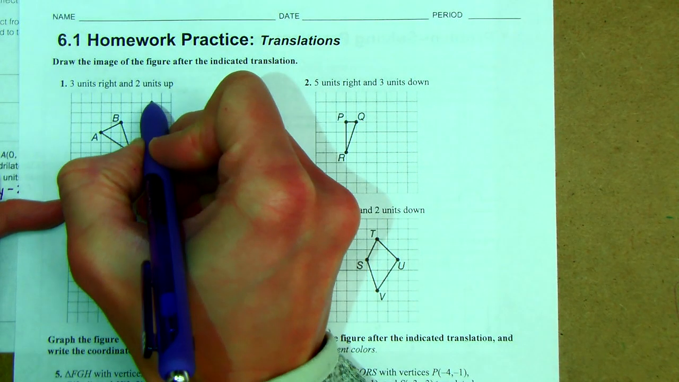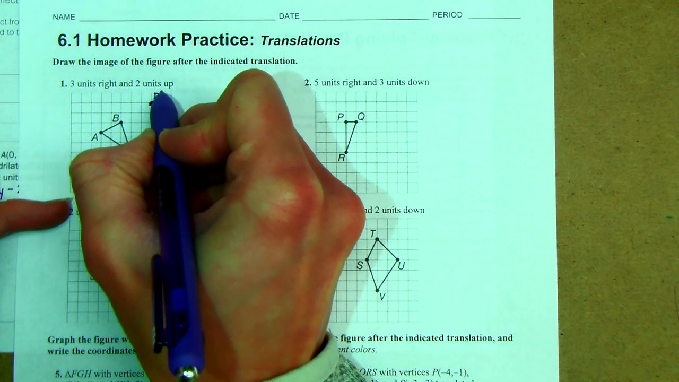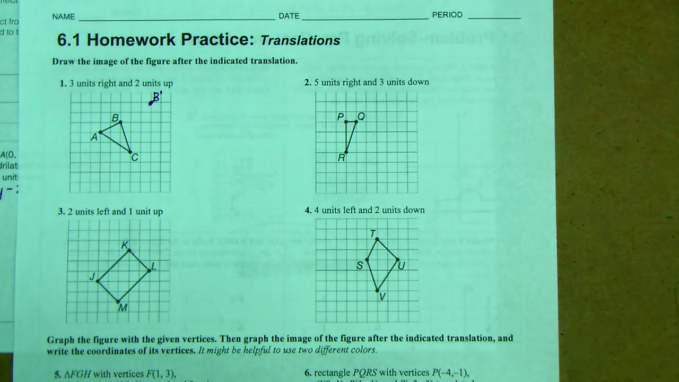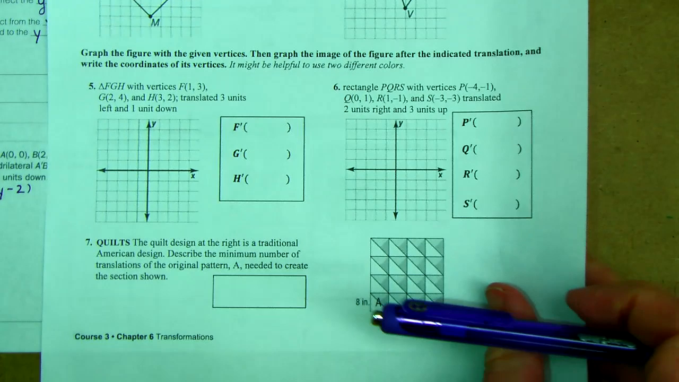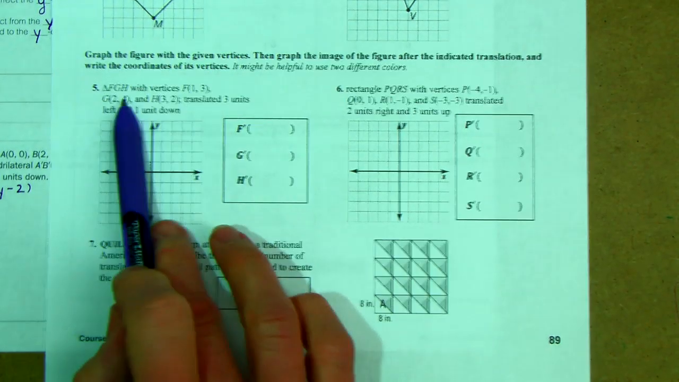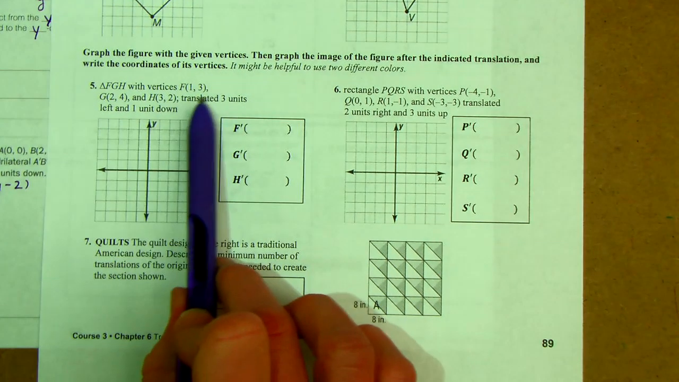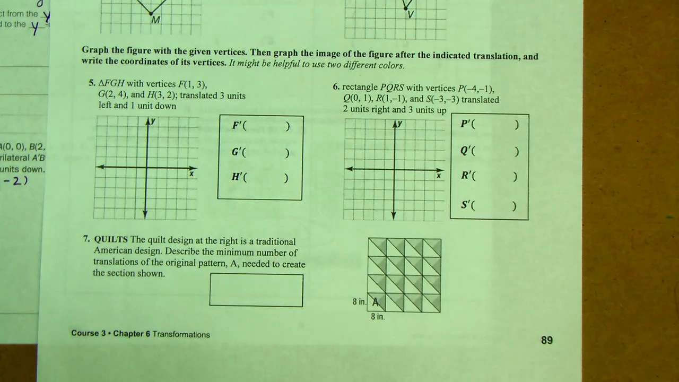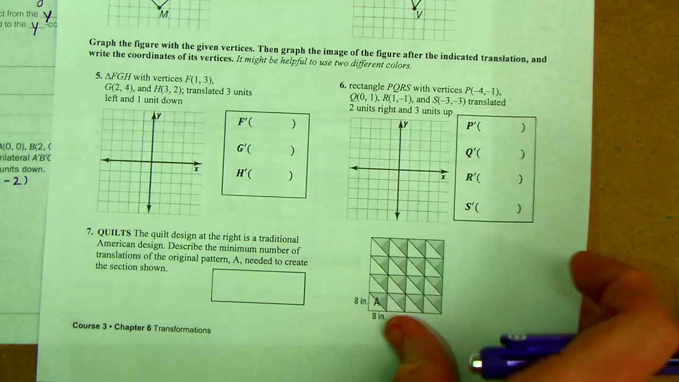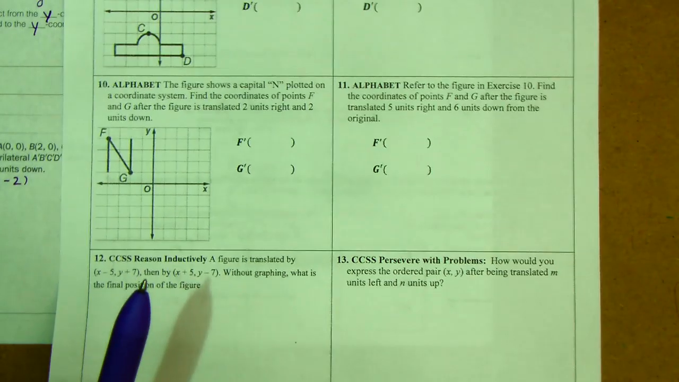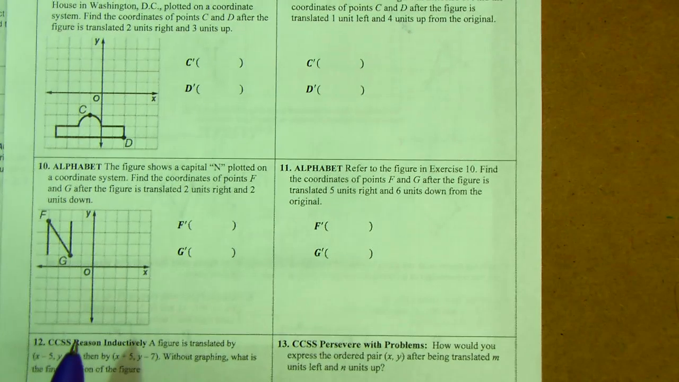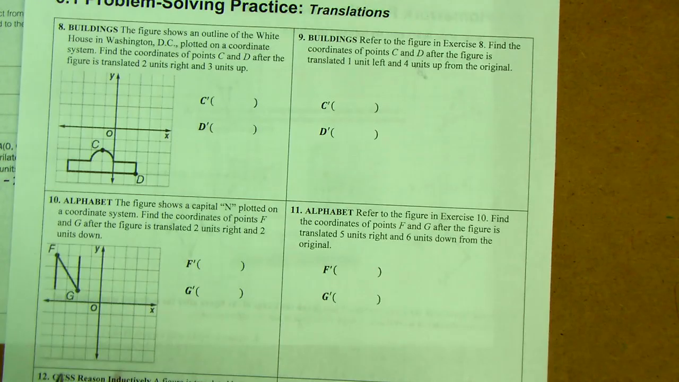Okay, then down here, 5 and 6 are like the ones we did. They're going to give you 1, 2, 3 things to graph, then they tell you to translate it, then you give the ordered pairs for the new one. All right, number 7 is kind of a word problem, and numbers 8 through 13 on the back are kind of word problems as well, but you're really just finding ordered pairs and such.